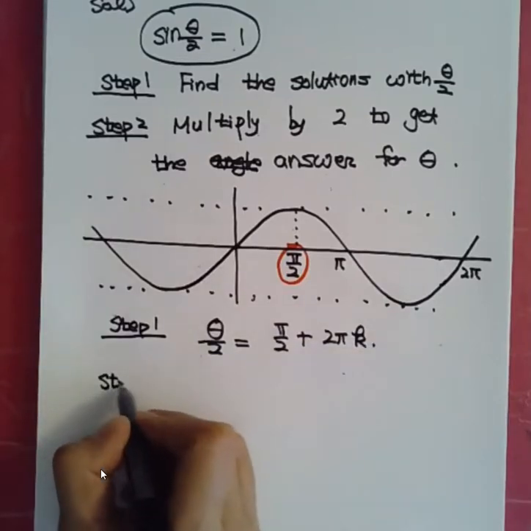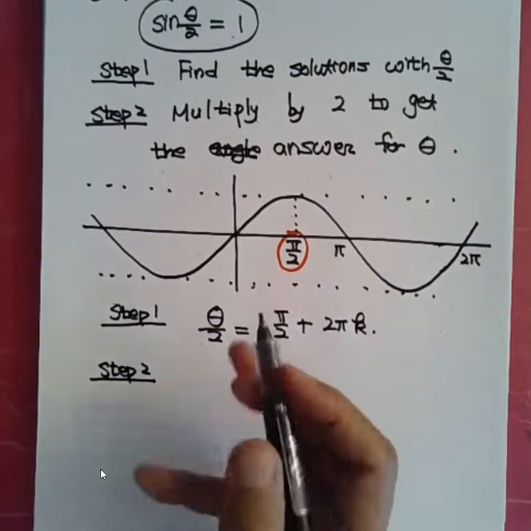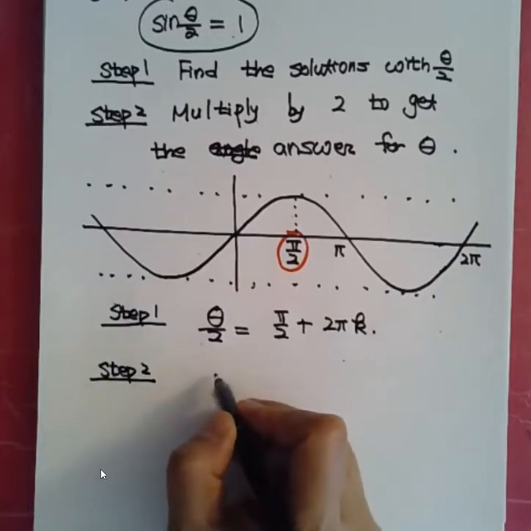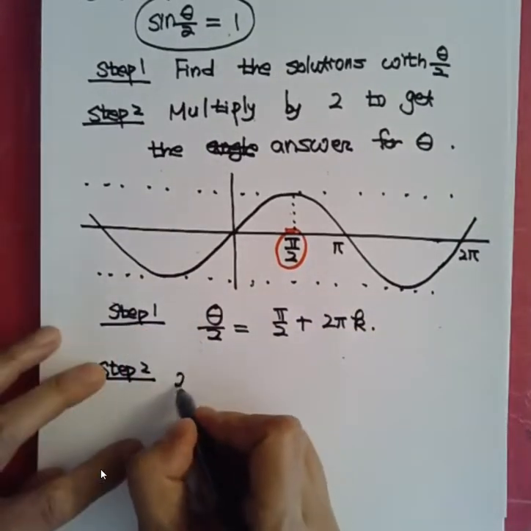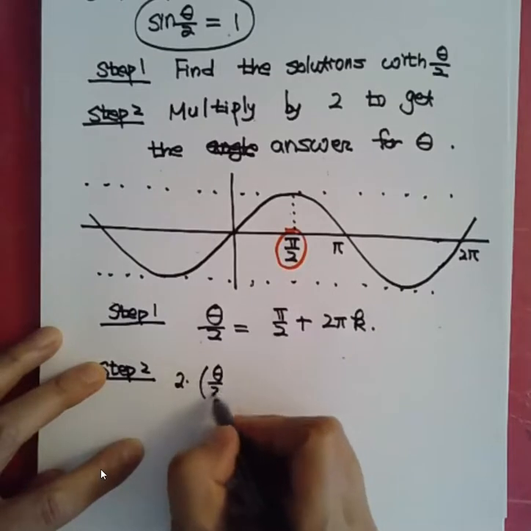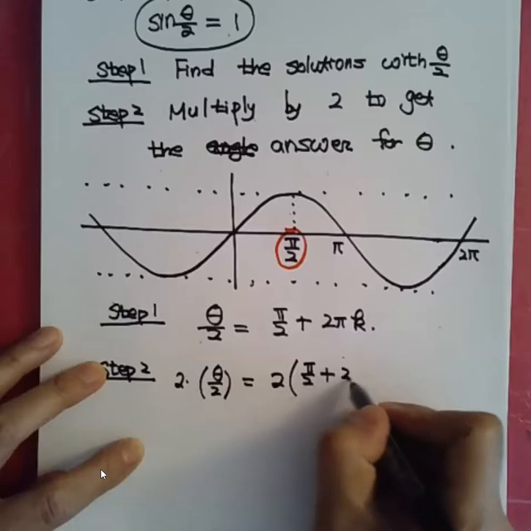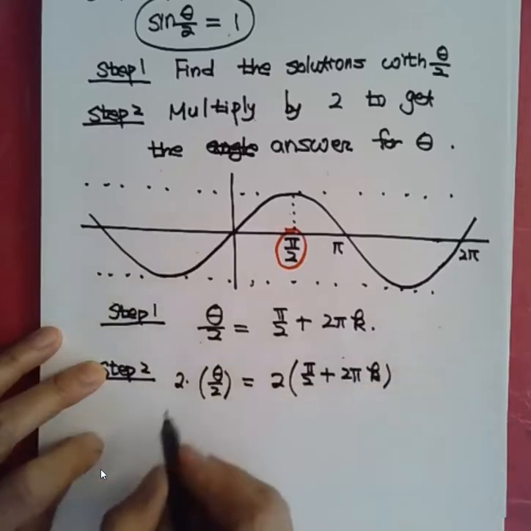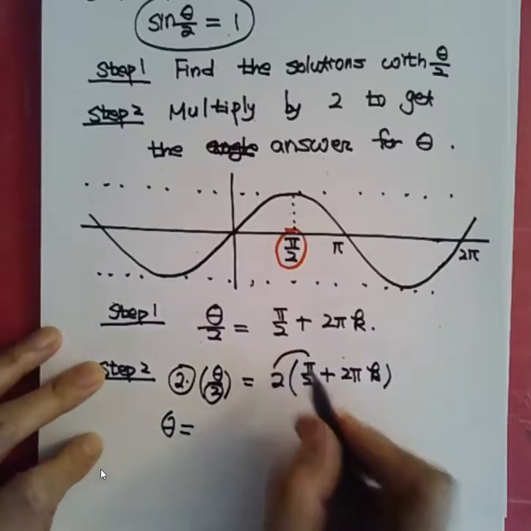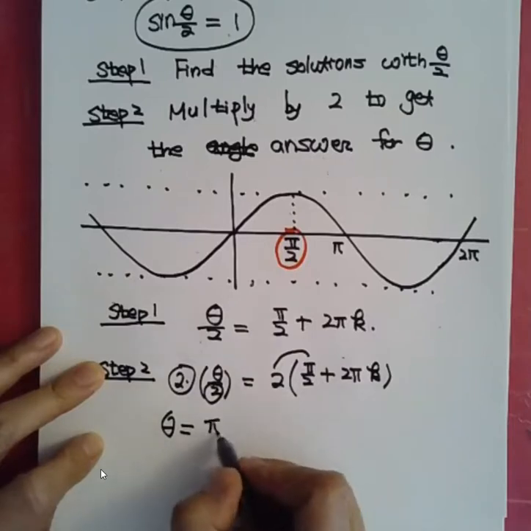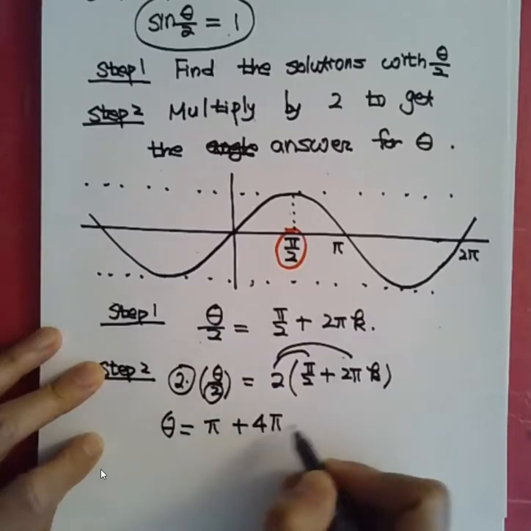Step 2 is generalizing the answer. We have to get the answer for theta, so we multiply by 2 on both sides. Let's do that. 2 times theta over 2 equals 2 times pi over 2 plus 2 pi k. So these two will cancel each other. So theta equals, if we multiply these two, then we get pi plus 2 times 2 will make 4. So 4 pi k.